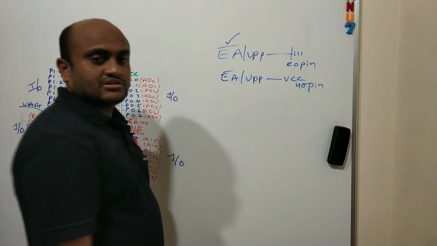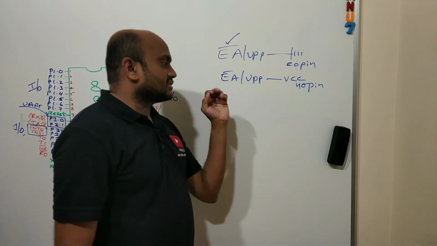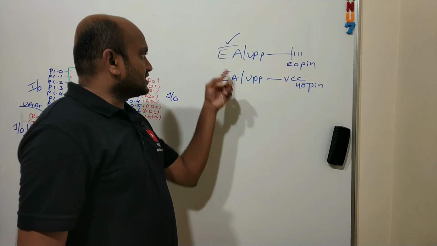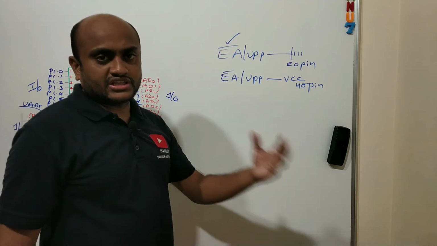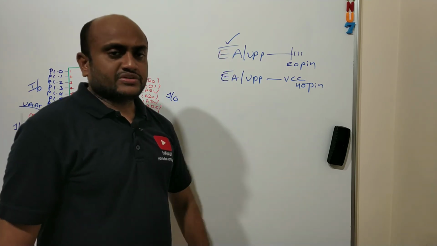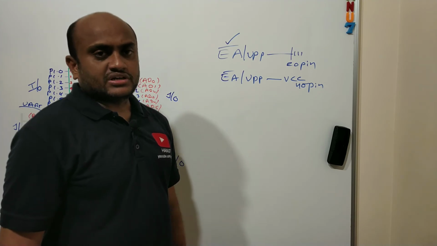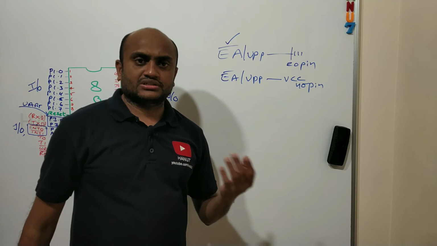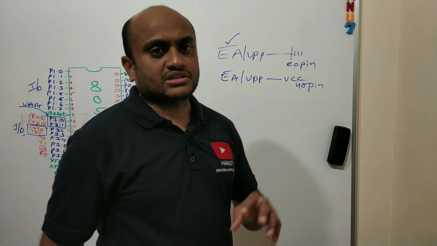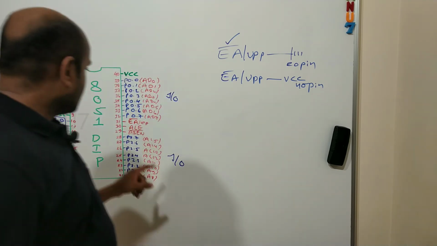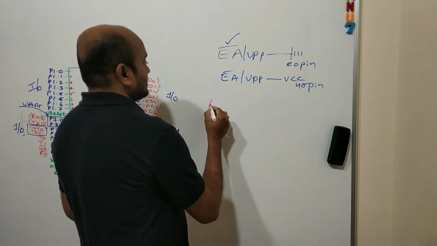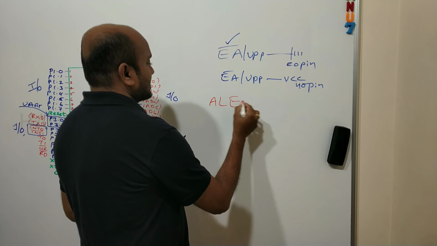We have to connect it to the 40th pin. Then it will indicate that the code is there in internal memory only. If this connection is not made, we won't get the output. Even though the program is correct, if you don't provide this connection, you won't get the output in 8051 based designs.